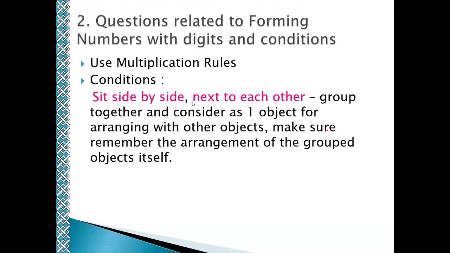Sit side by side. The question will be sit side by side, next to each other. Group together and consider them as one object for arranging with other objects. This is point number 1. Group them together and consider them as one object. Make sure to remember the arrangement of the grouped objects itself. First grouping: group together, consider them as one object. Let this be the second point. And remember to arrange the grouped objects itself. This is the third point. So let's do one question so that you will relate to this paragraph.